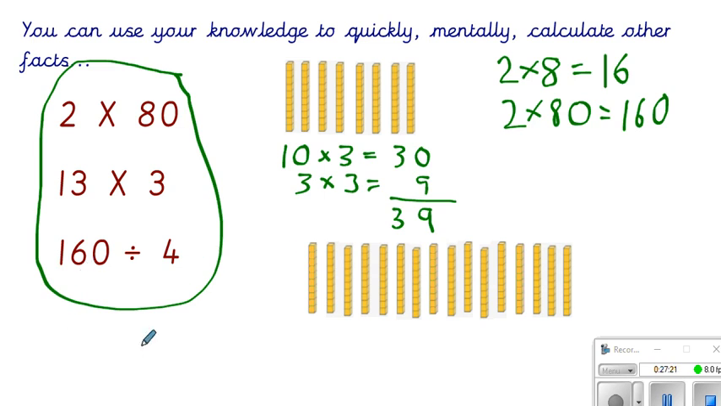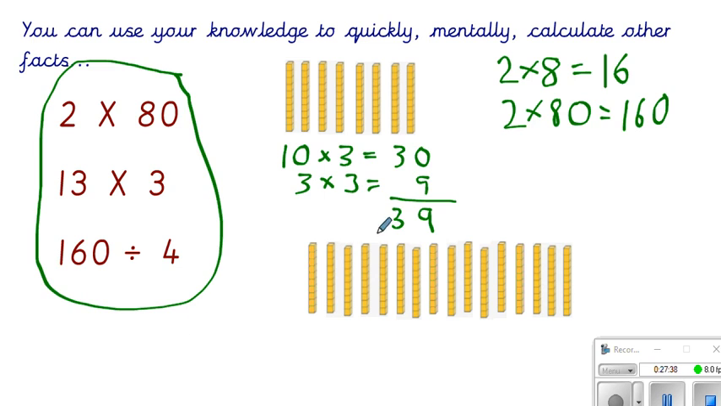160 divided by 4, I don't know, but I do know what 16 divided by 4 is because I know my 4 times table. And 16 shared into 4s is 4. So 160 divided by 4 is going to be 40.